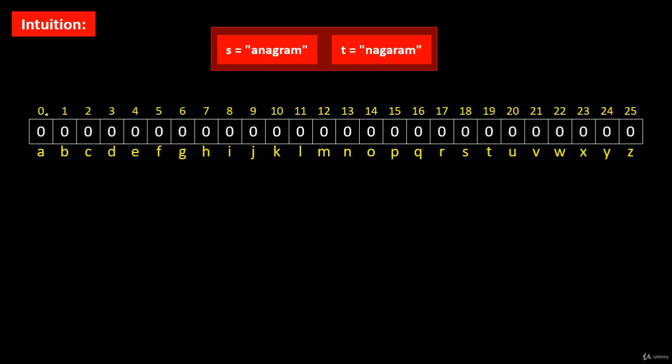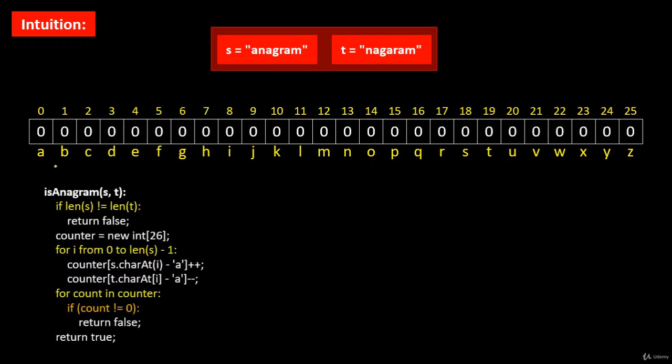Alright, this is our array of length 26, where A maps to 0, B maps to 1, C maps to 2, and so on and so forth. This is your algorithm to solve this problem. First, we check if the lengths of the two strings are not the same, we'll return false. Then we declare this array of length 26. Initially, every value is 0.